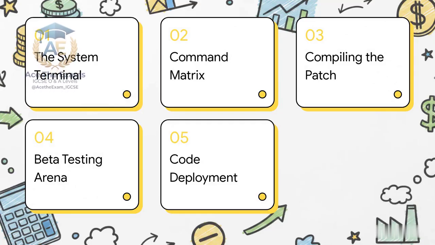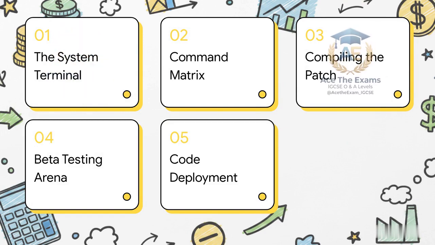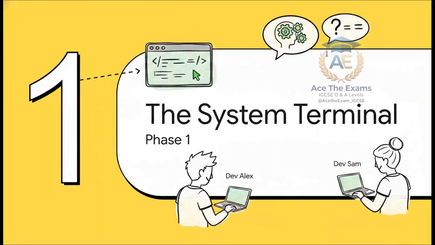Okay, real quick, here is our technical roadmap for today's hackathon. We'll start at the system terminal, move on to debugging the command matrix, then compiling the patch, hitting the beta testing arena, and finally, code deployment. Starting with phase 1, the system terminal.